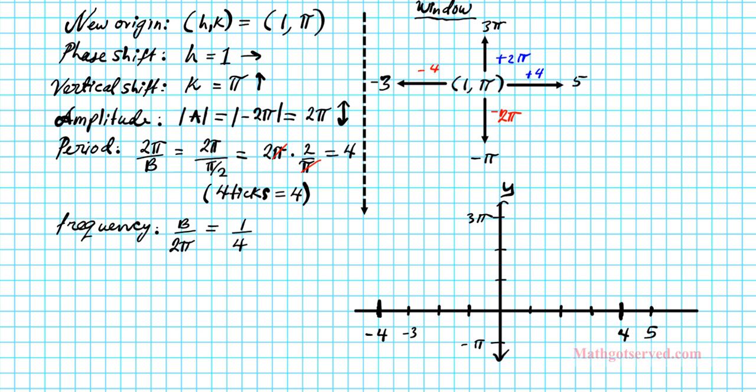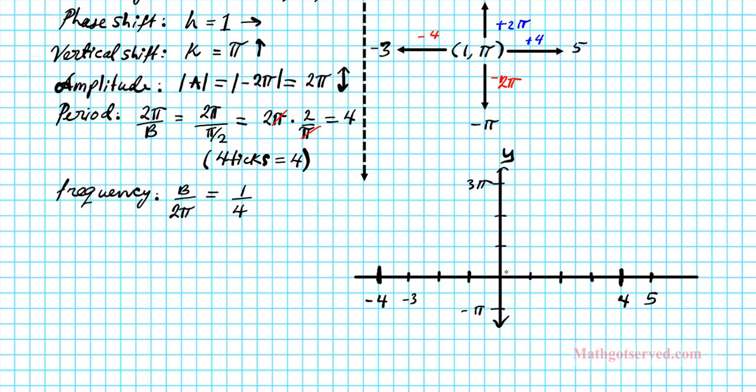Now let's go ahead and graph the center of our related function. The center is 1 pi. So this is 1 right here, 1 and pi. Let's draw our x-axis, the horizontal line through the new origin. And then our y-axis is a vertical line through the new origin.